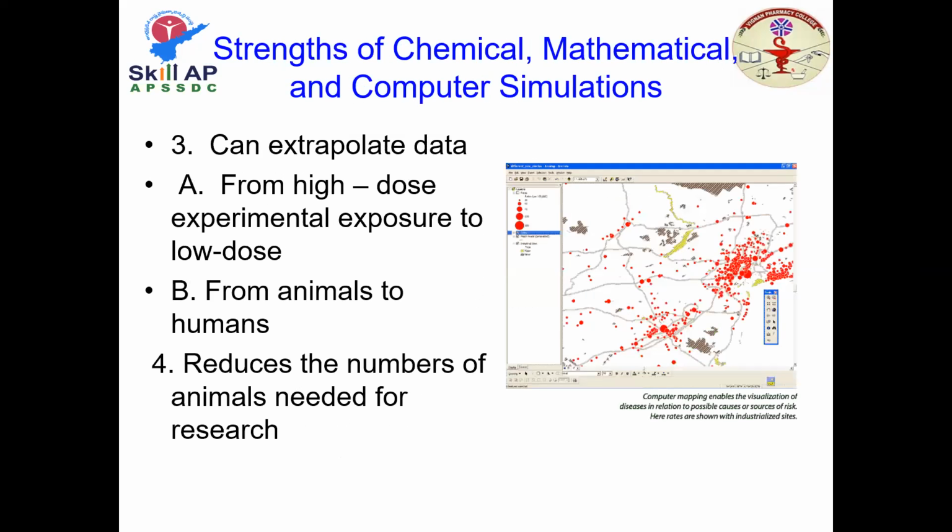Next, they can extrapolate data, because based on the data they can identify that, as it is getting fitted, it can have better efficacy. So from high dose experimental exposure to low dose, and from animals to humans, it reduces the number of animals needed for research, because millions of plants are there to check which plant works.